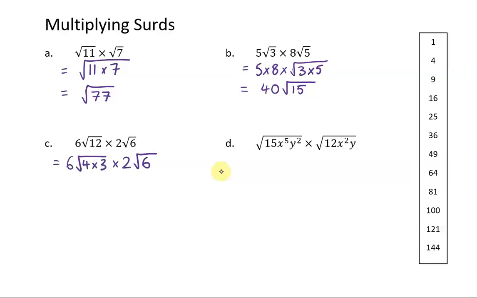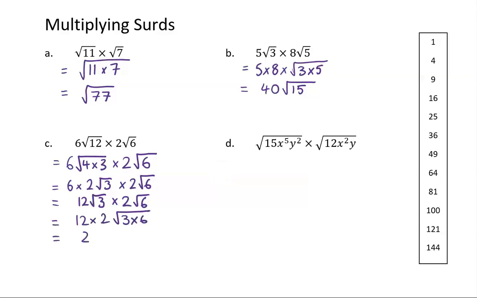There are no square number factors of 6. And so we go through and we have square root of 4, that can come out from under the square root, and we have 6 times 2, root 3, times 2 root 6. And so we simplify a little more, and we have 12 root 3 times 2 root 6. Now we can multiply our coefficients together. 12 times 2, square root 3 times 6, which gives us 24 square root of 18.